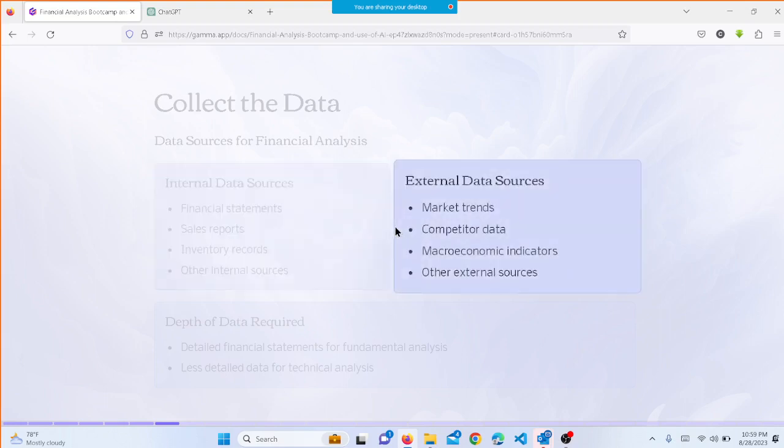Then there are external data sources. External data sources are data such as market trends, competitor data, and macroeconomic indicators. Market trends cover many industries, like the hospitality industry. There are research agencies issuing specific data on the market, bookings, profitability, geography, travelers, and consumers, so that the decision makers can make their decisions.